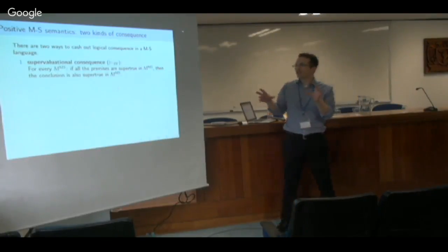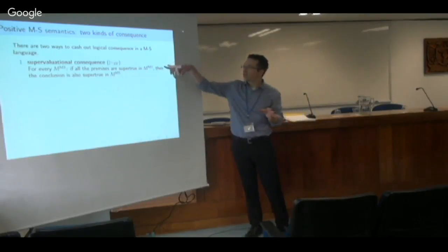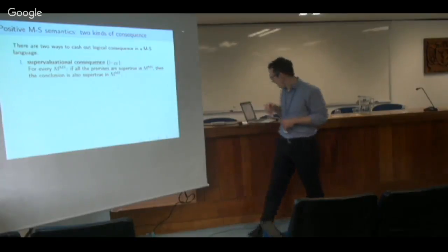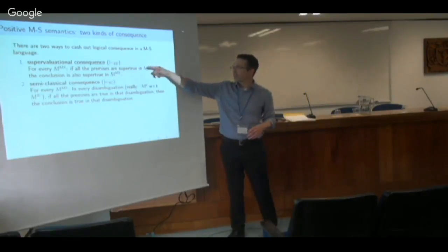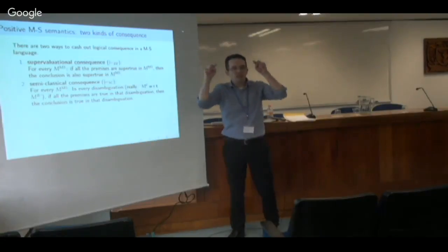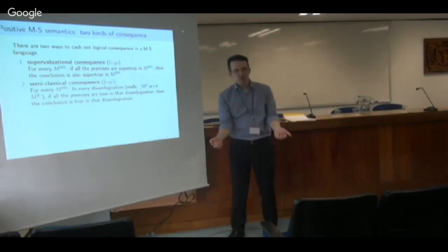Now, there are two different ways to cash out the notion of logical consequence in the multiply signifying language: supervaluational consequence, and I'll just put it up so we can look at both, and semi-classical consequence. The idea here is if every premise is super true, i.e., true on every disambiguation, then the conclusion is also true on every disambiguation.